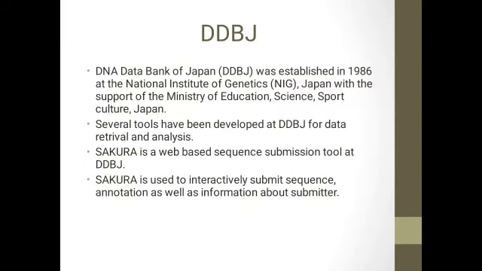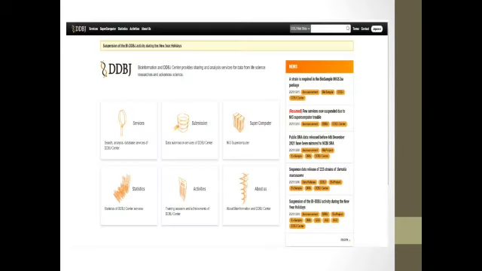Next, DDBJ, that is the DNA Data Bank of Japan, was established in 1986 at the National Institute of Genetics, Japan, with the support of the Ministry of Education, Science, Sports and Culture, Japan. Several tools have been developed at DDBJ for data retrieval and analysis. SAKURA is a web-based sequence submission tool at DDBJ. SAKURA is used to interactively submit the sequence annotation as well as the information about submitters. This is the site of the DDBJ. Thank you.